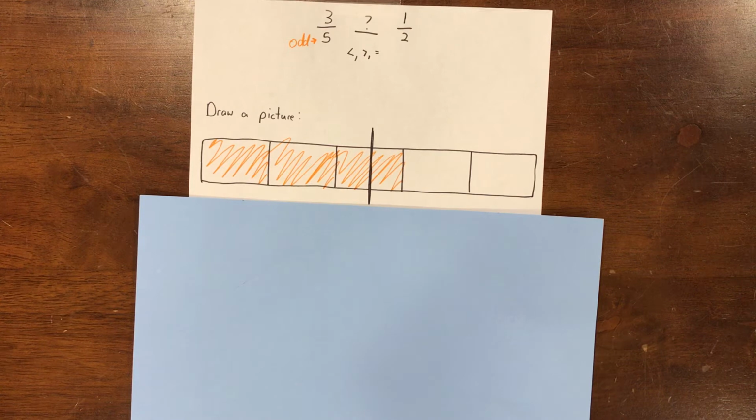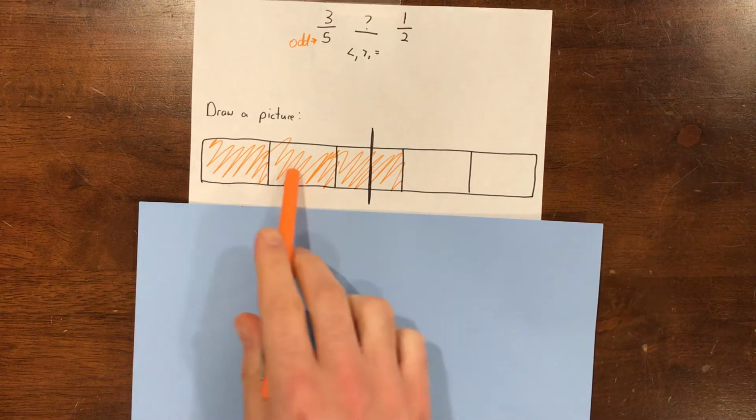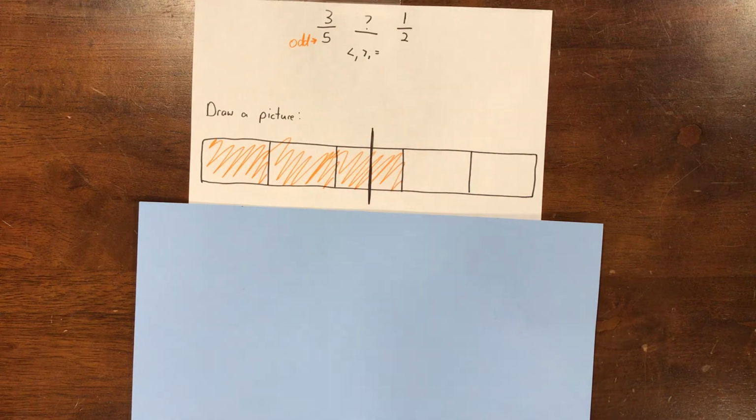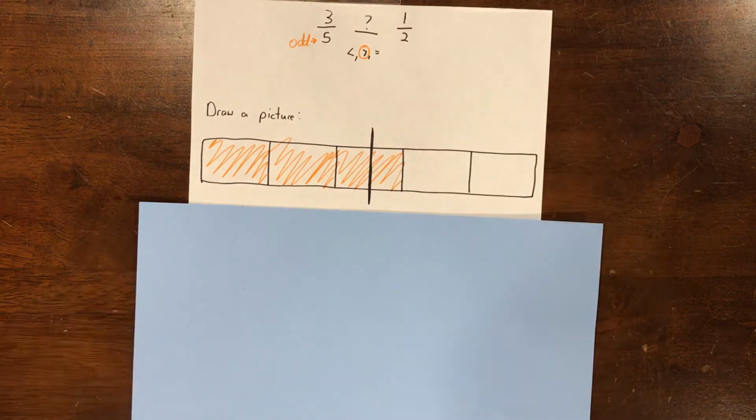So from this picture, is 3/5 more than a half or less? And how do you know? Right, we know it's more than a half because the three shaded parts of 3/5 go past the line that we drew at the halfway point. Now, I'll go ahead and mark this. 3/5 is greater than a half.